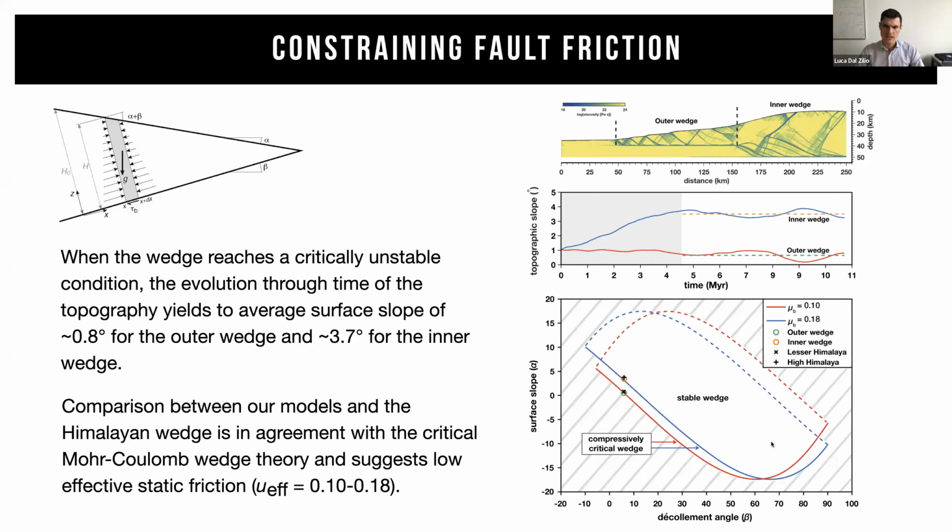In this case, you can see that this upper part, the outer wedge, seems to have a fault friction of roughly 0.1. And when we move towards the inner part of the model, we tend to have a friction of roughly 0.18.